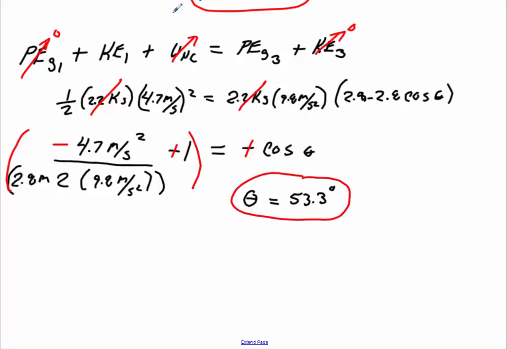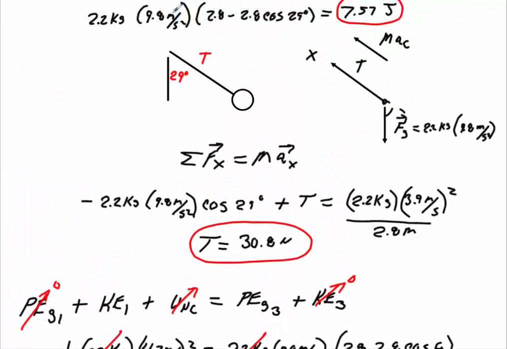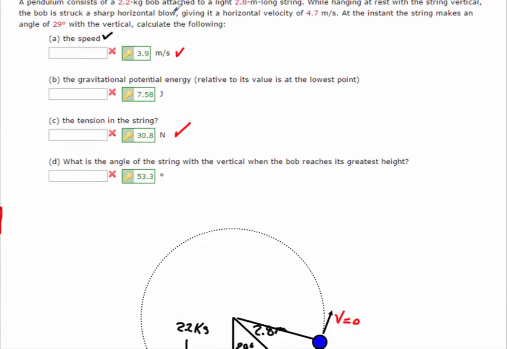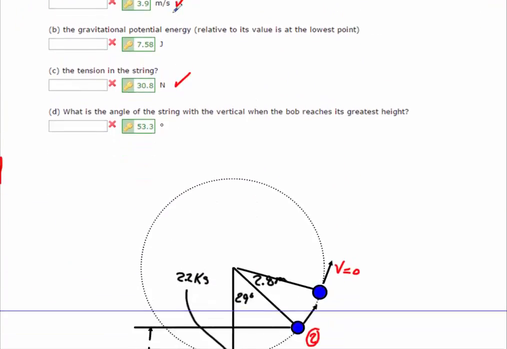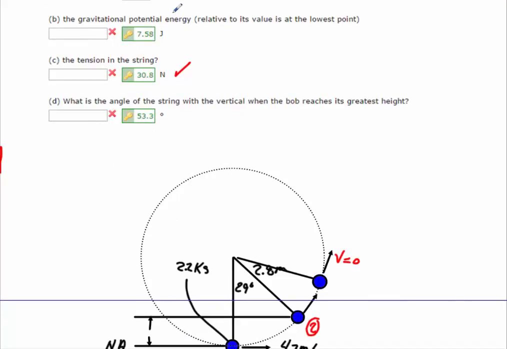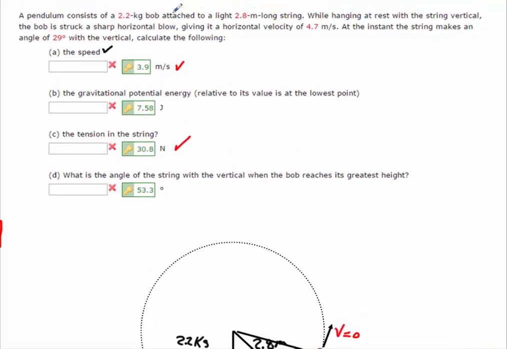Alright, I hope this video was useful. Again, I solved 4 different items here. I found out what the speed was when I'm at an angle of 29 degrees relative to the vertical. I found out what my gravitational potential energy is when I'm at 29 degrees. I found out what the tension in the string was, and I also found out the angle when I reached maximum height. Again, best of luck with these type of problems.